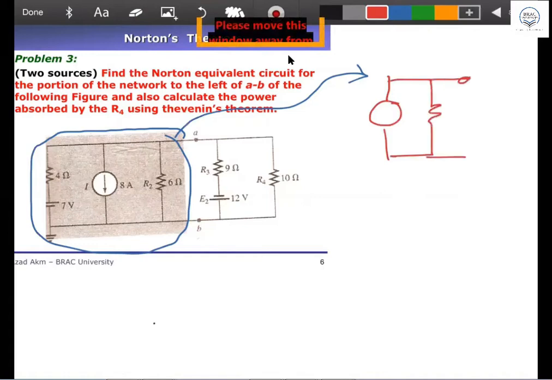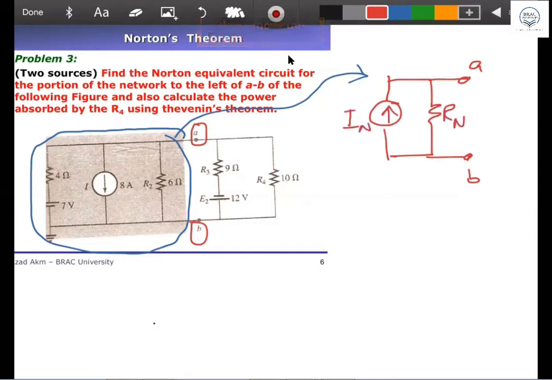You have a question, you can ask me. A and B. This is your A, this is your B. So at the A and B terminal, we are going to find the Norton equivalent. Always an upward arrow and down. This is the R Norton and this is the I Norton. The equivalent for this one will be like that.